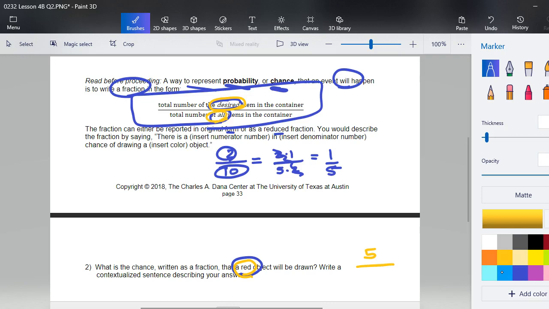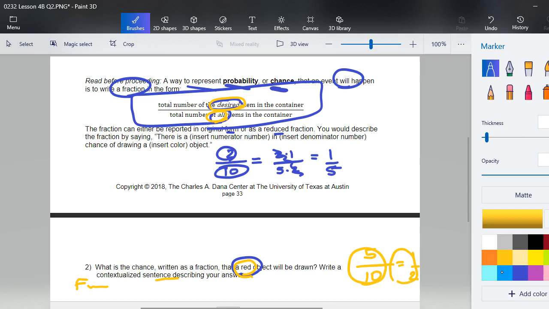Denominator will be all of the items in the bag. There are 10. We can leave it as is or reduce it to 1/2. Either way we go, the contextualized sentence needs to say something like 5 out of every 10 times we draw an object out of our bag, we will get a red object, whatever your objects are. You can also say something like 1 out of every 2 times that we draw an object from our bag, there's a chance that we will get a red object.